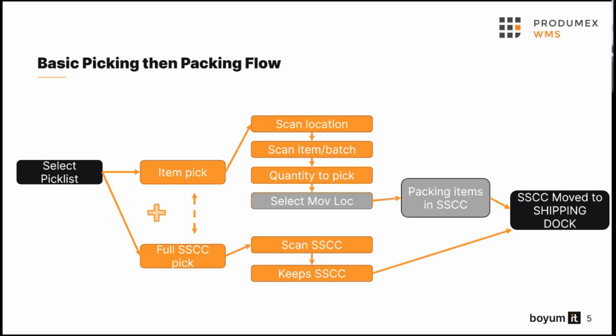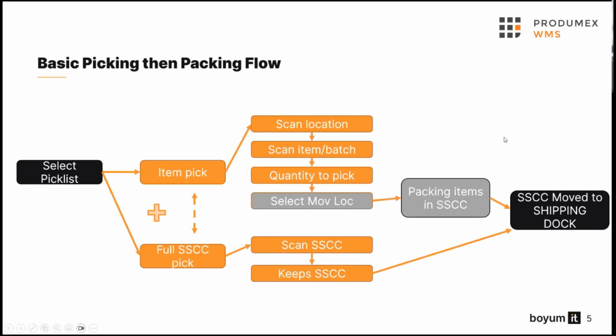So the packing flow will be to allocate the goods to the right sales order and to new SSCCs, or we also give the possibility to put the item picked here on top of a full pallet. That's also something possible, because physically you can do it, so we can support it with our WMS. And also at the end, when all those SSCCs are finished and the information has been entered in the system, then they are moved to the shipping dock, and you have the possibility to ship it to the final customer.